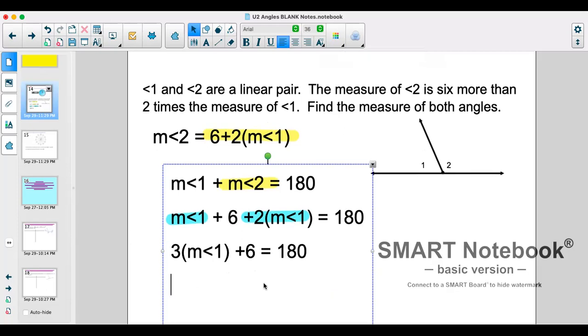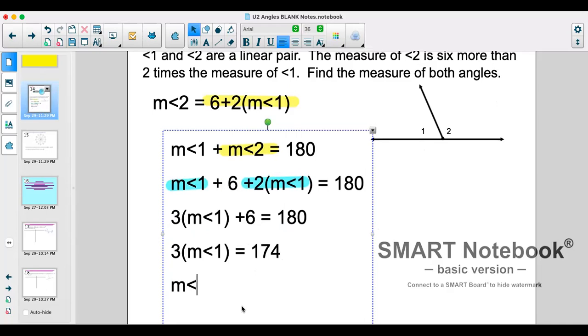If I'm going to solve that equation, I'm going to subtract 6 on both sides, which would leave me 174. Then I'm going to divide by 3 on both sides, which would give me what? I'm going to have to say 58, not 80. 3 goes into 17 5 times, carry the 2, 58. Okay. So the measure of angle 1 is 58 degrees. Don't forget your degree sign.